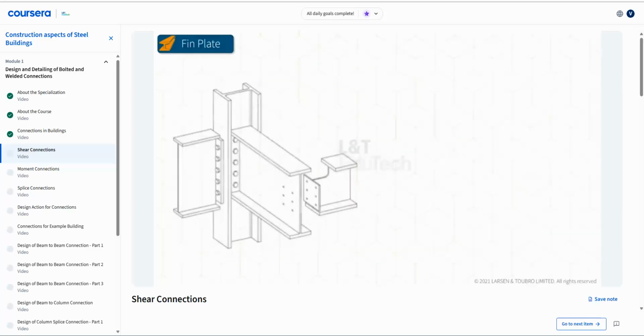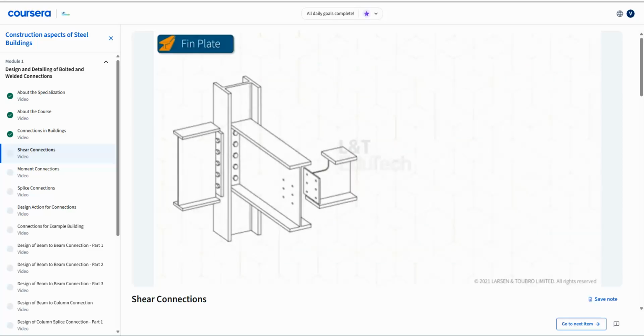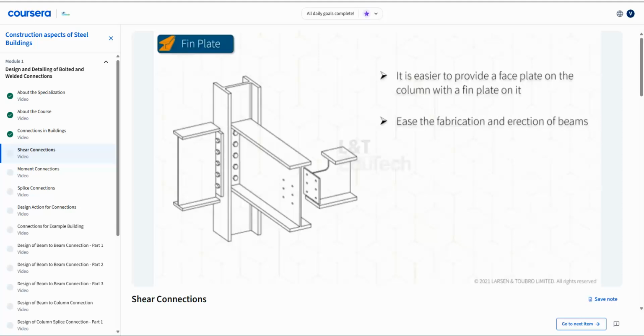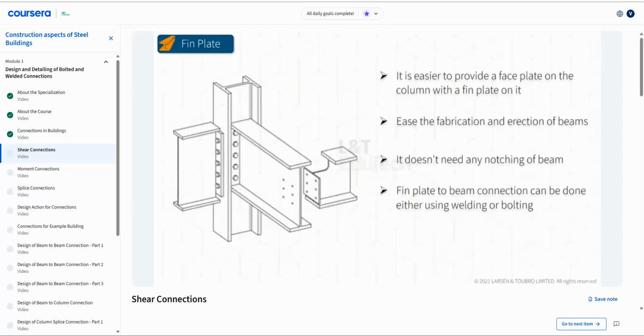When a beam has to be connected to the web of I-section columns, it is easier to provide a faceplate on the column with a fin plate on it. This will ease the fabrication and erection of beams, as it doesn't need any notching of the beam. The fin plate to beam connection can be done either using welding or bolting. This type of connection can be used for beam-to-beam connections as well.